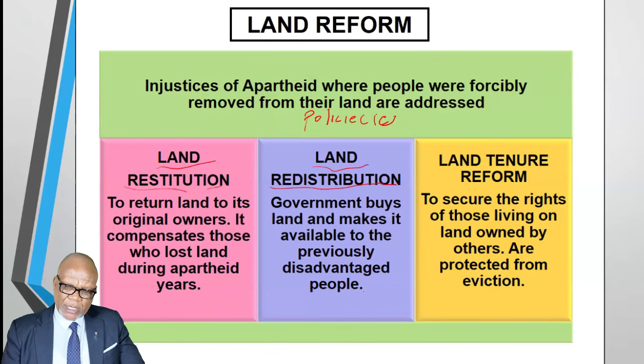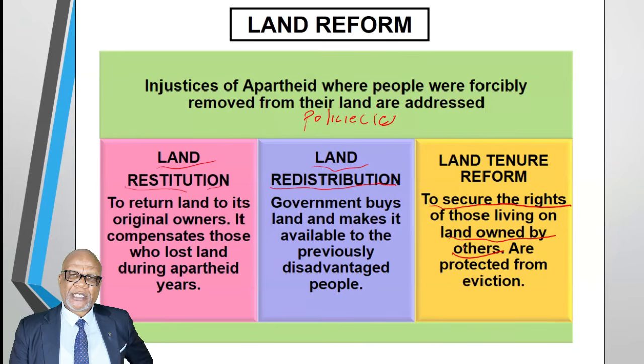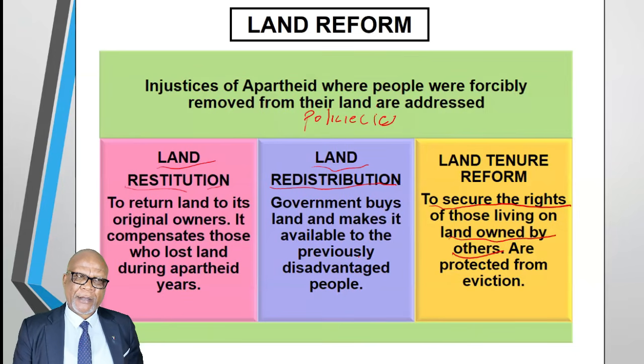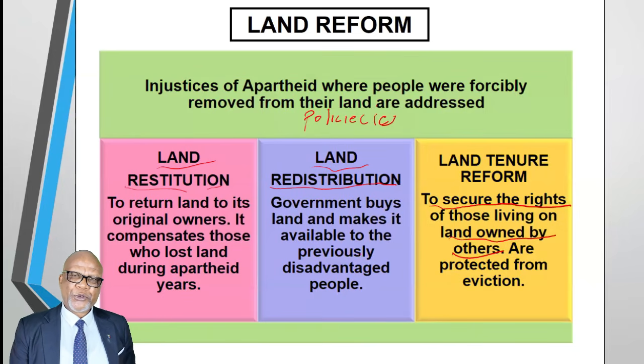Then we have land tenure reform. So what is land tenure reform? Land tenure reform simply refers to securing the rights of those living on land owned by others, the land that is not theirs. Like for example, if a person is renting out a house, you cannot send them out once you don't want them anymore there.